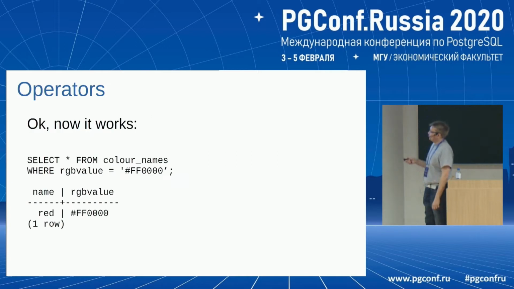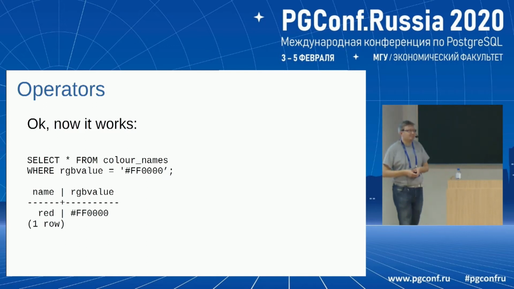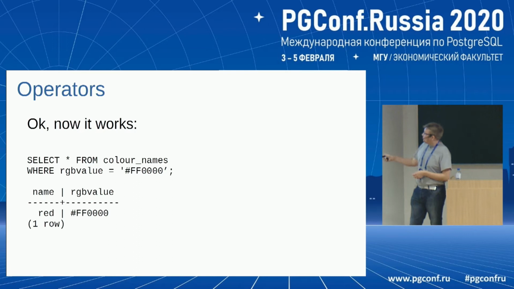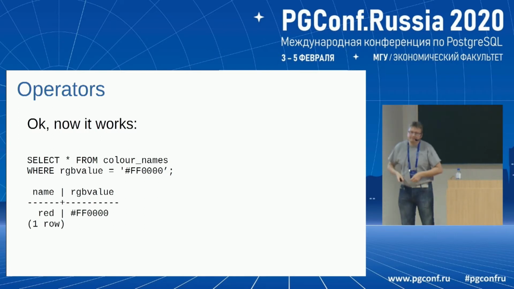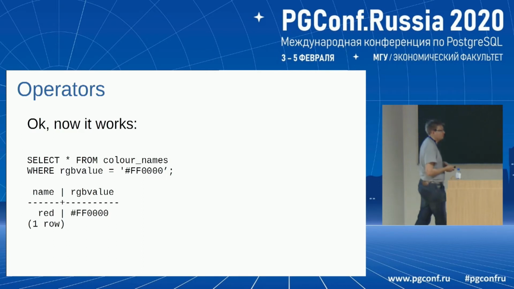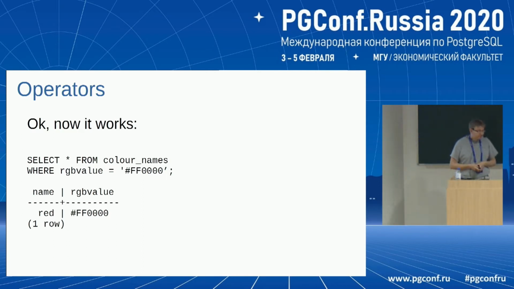So this works now. You can now do select from the table and use the equality operator. So when you run this query, Postgres will call the input function for this constant that you gave. Then it will scan the table, and for every row, it will call the equality function that we defined and returns those rows where your function returned true. So that's pretty cool.